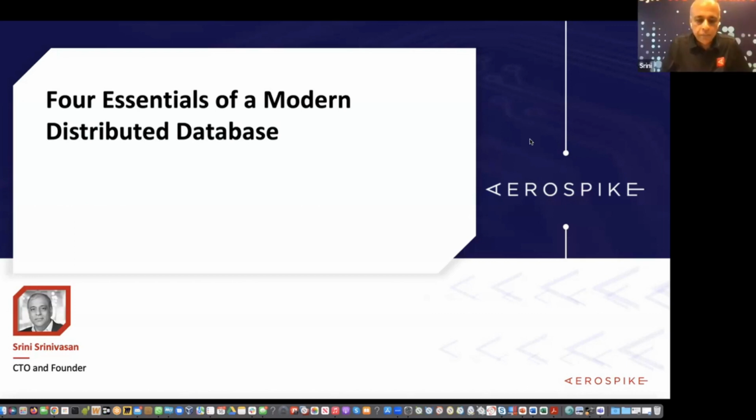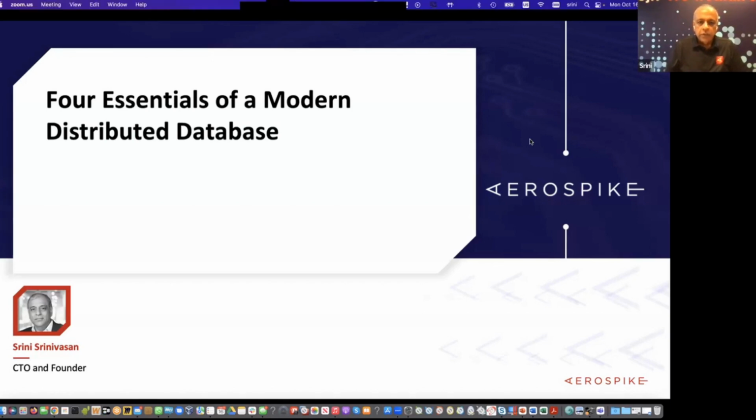Hello, everybody. I am Srinivasan, CTO and founder of Aerospike. In this presentation, I'll take you through some of the essentials of a modern distributed database. We're going to talk about 3 major topics: scale out, scale up, followed by how we implement distributed transaction management with strong consistency.